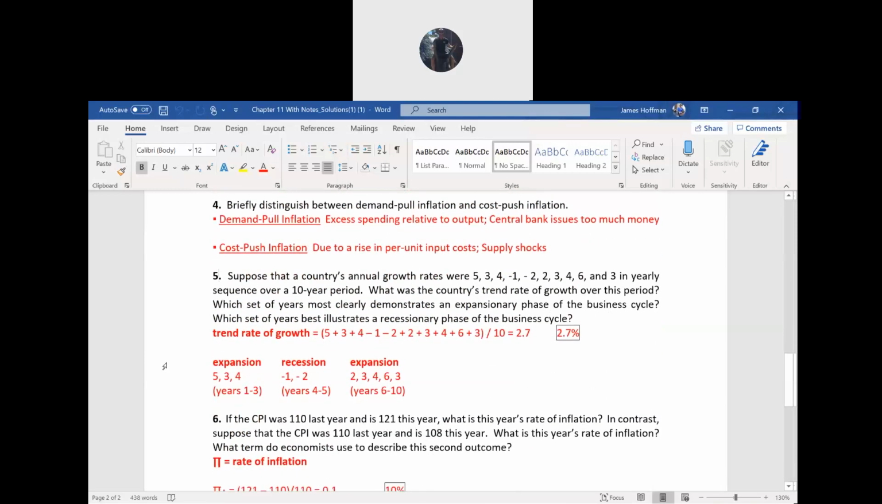Okay, so number five, let's suppose that a country's annual growth rates were, so these are percents, so 5%, 3%, 4%, all these values in a yearly sequence over a 10-year period. The question is, what was the country's trend rate of growth over this period, and then which set of years demonstrates an expansionary phase of the business cycle, and then which set of years illustrates a recessionary phase?